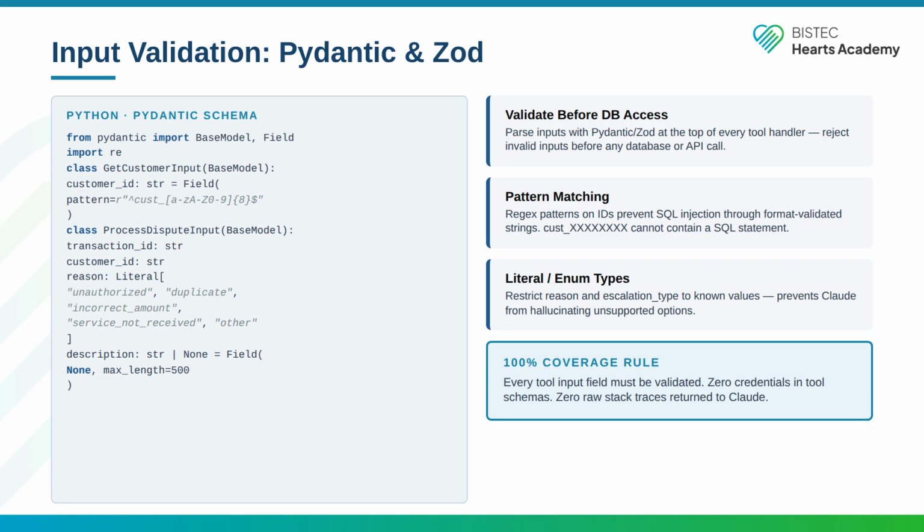The TypeScript equivalent uses Zod's fluent API, z.string().regex for pattern validation, z.union for the oneOf equivalence, z.enum for categorical fields. Wrap the parse call in a try catch, check error instanceof ZodError, and return the validation message formatted for the user.